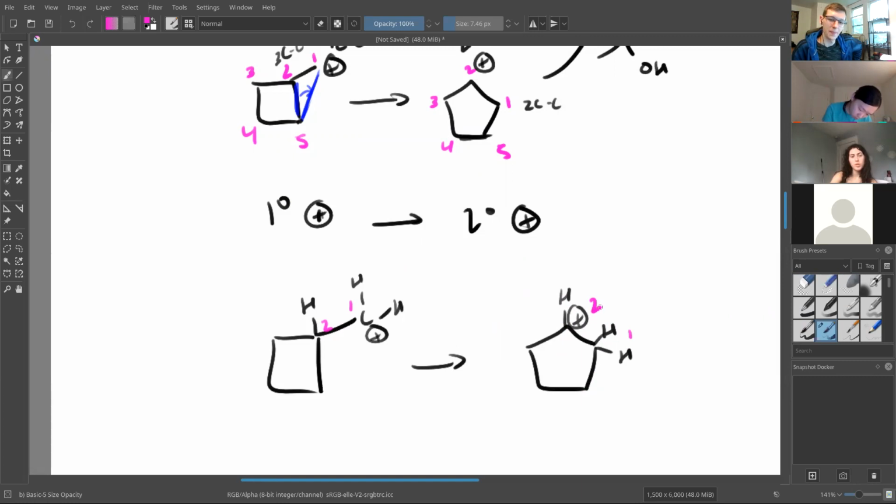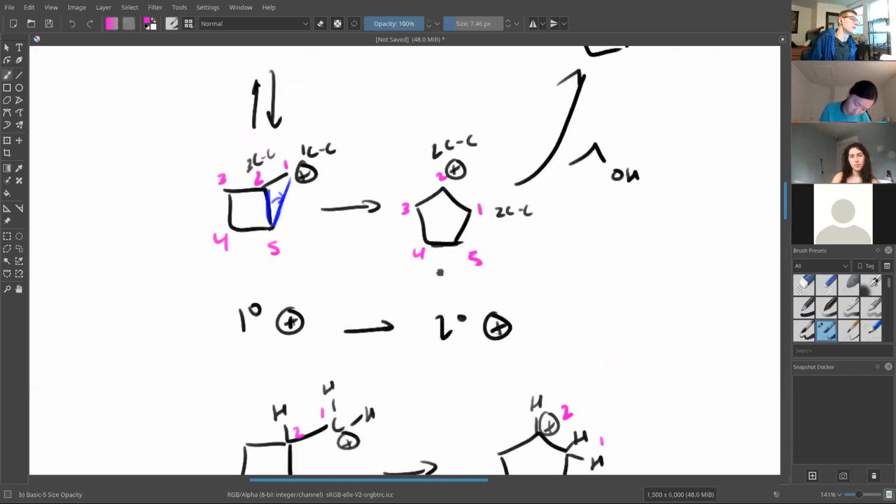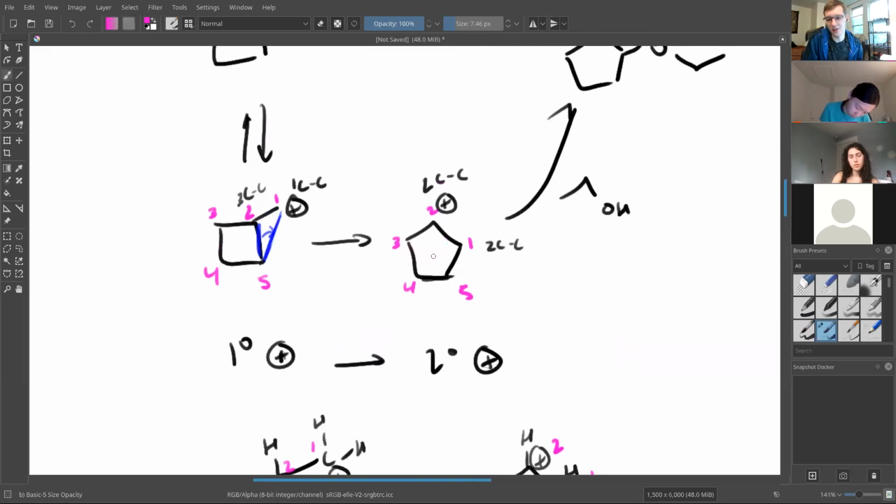And on the ring, wouldn't it not really matter which one we put the plus on? Because wouldn't it just be able to resonate? Well, not resonate in this case because we don't have any double bonds to move things around. But I mean, you can rotate. Yeah, right. You just rotate the rings. It's the same thing.